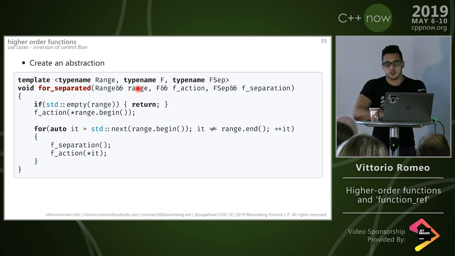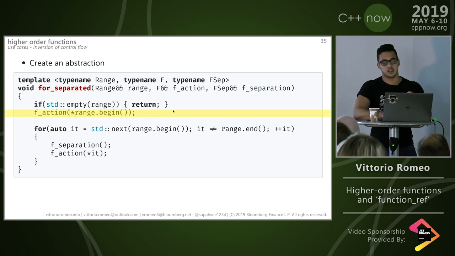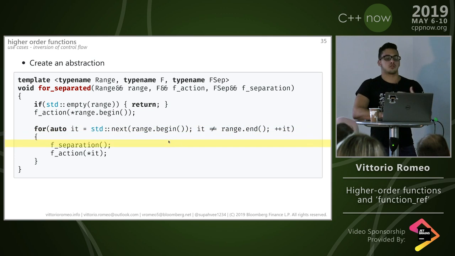It takes a range, an action, and a separation action. And then it's basically the same thing. I check if the range is empty. Then instead of printing, I just call my f action on the first element. Then I go from the second to the end. Instead of printing a comma, I just call my separation, and then I call my action again.